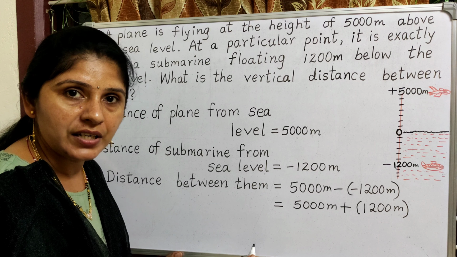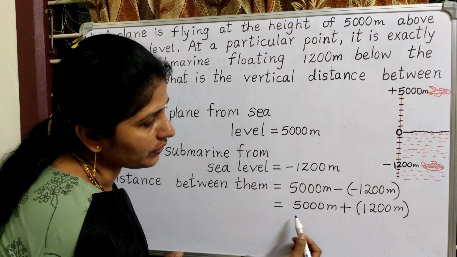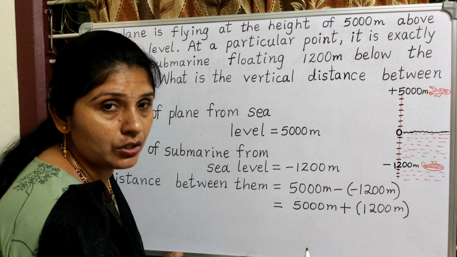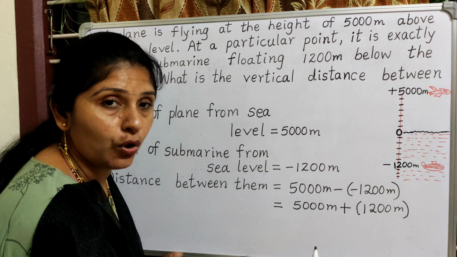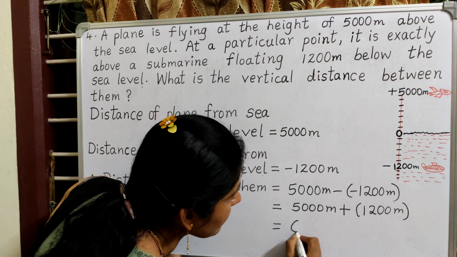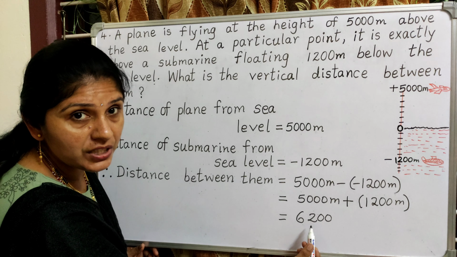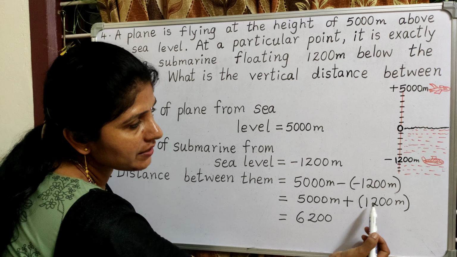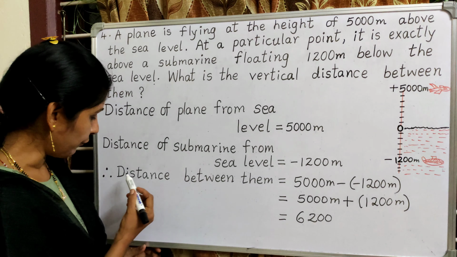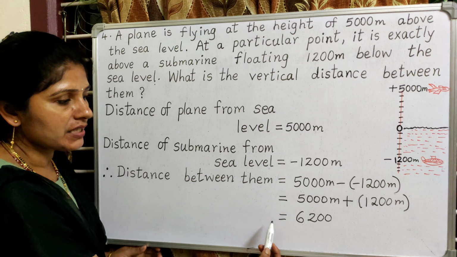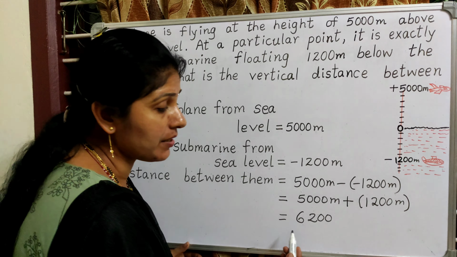After changing the operation, let us observe the numbers. Both the numbers are positive numbers. So, as we know, according to the addition of integers, we have to add them and keep the same sign in the answer. So, 5000 meter plus 1200 meter is equal to 6200. Here the answer gets positive sign because both the numbers are positive numbers. Therefore, distance between them is equal to 6200 meters.